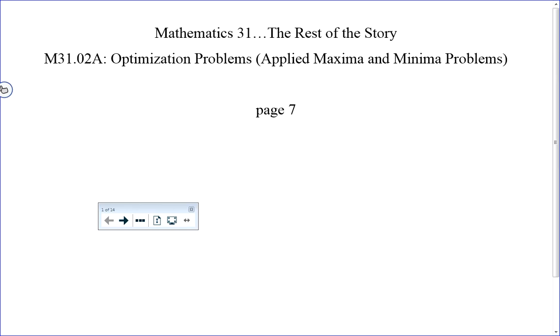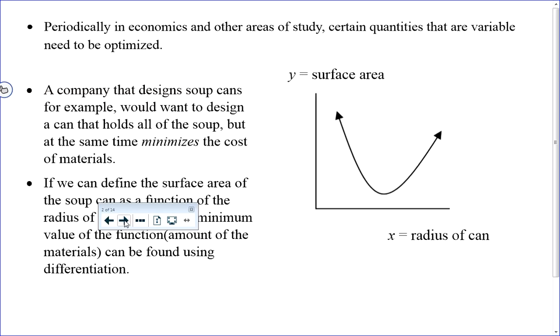When you optimize something, you make it either as large as possible or as small as possible, depending on your needs. So I'm just going to give you a couple of quick illustrations here. The first one is something where you're trying to minimize the cost of materials to make a can. So I'd like you to imagine that you're the owner of a new soup can company, and you're designing soup cans that are going to be holding 1 liter of the product.